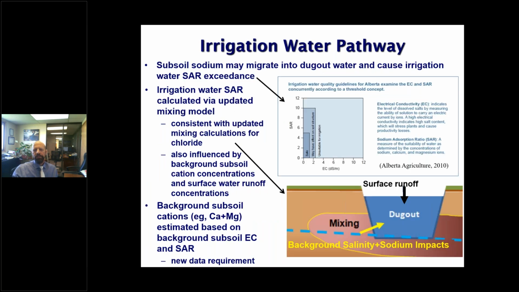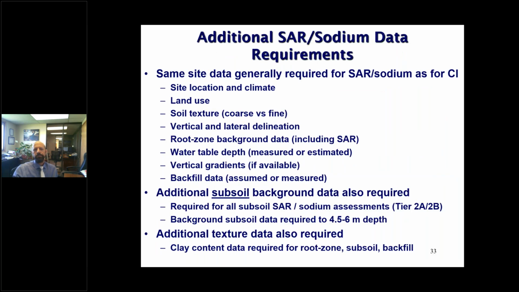Irrigation water, again, is very similar to how the mixing is handled for chloride now, but instead of looking at EC in the dugout as a final value or TDS, it's now looking at SAR, and it uses a bit of a sliding scale, as SAR and EC are interrelated. It's, again, making sure that whatever irrigation water comes out is suitable for use on plants in the area of this dugout.